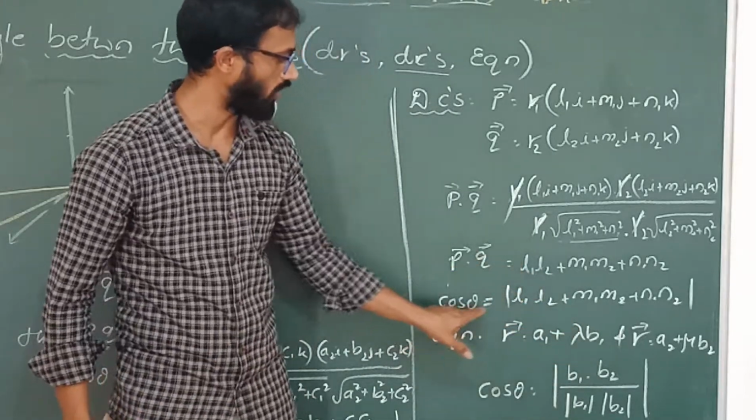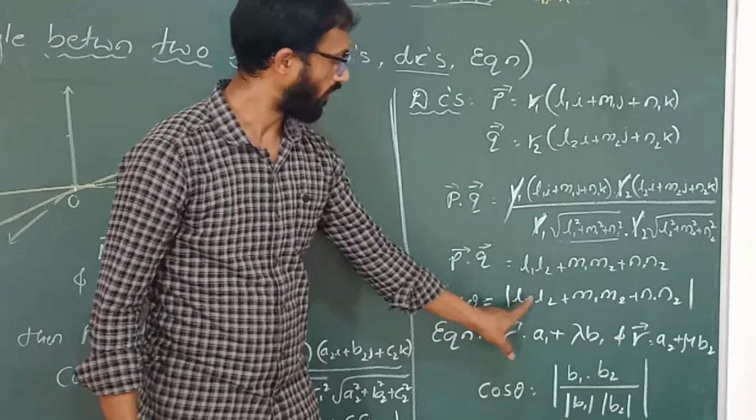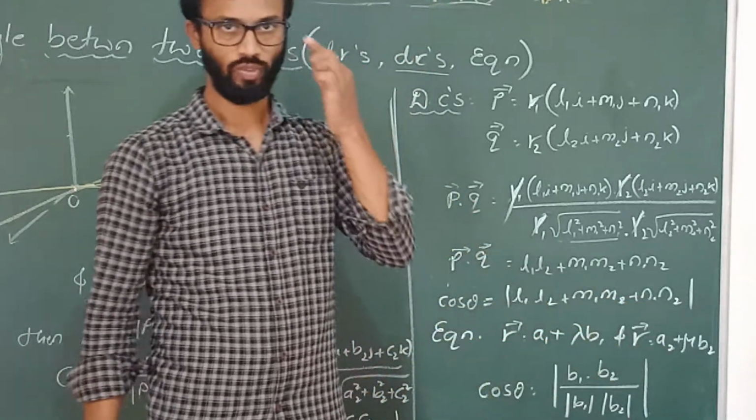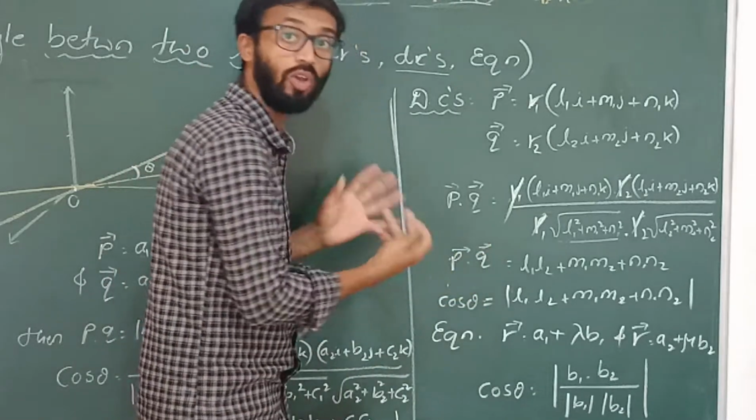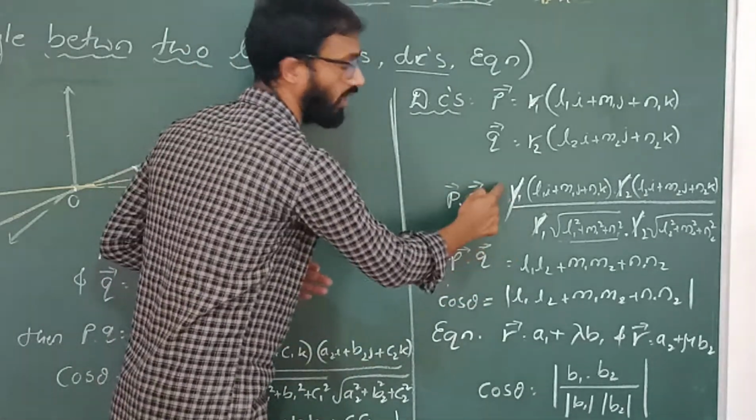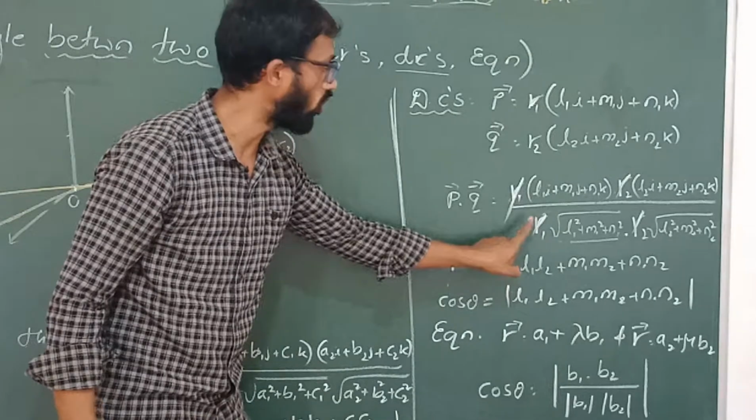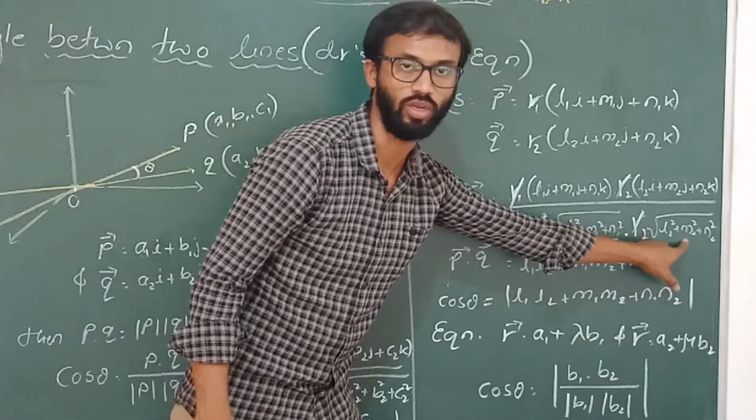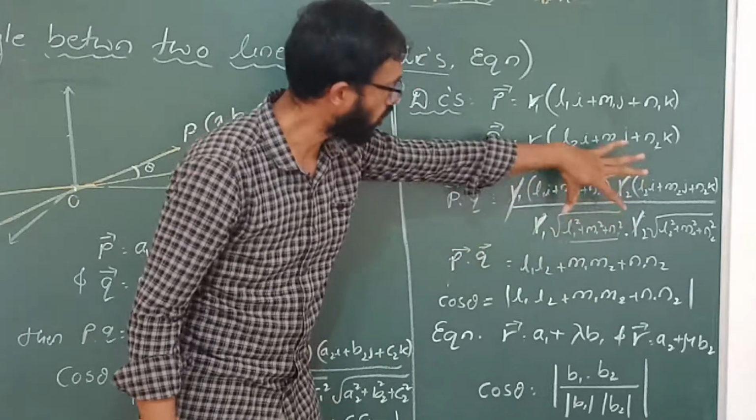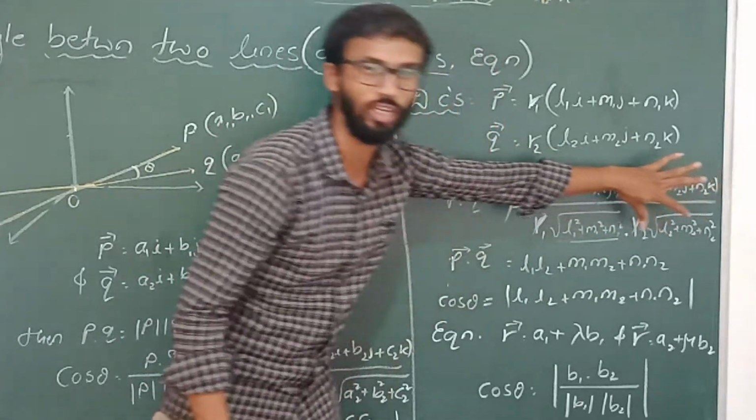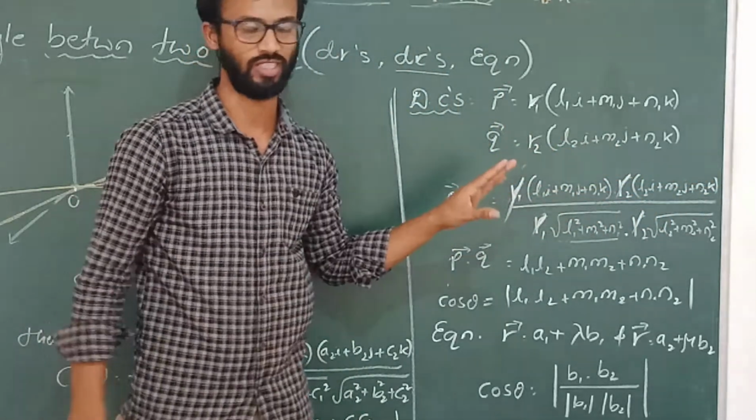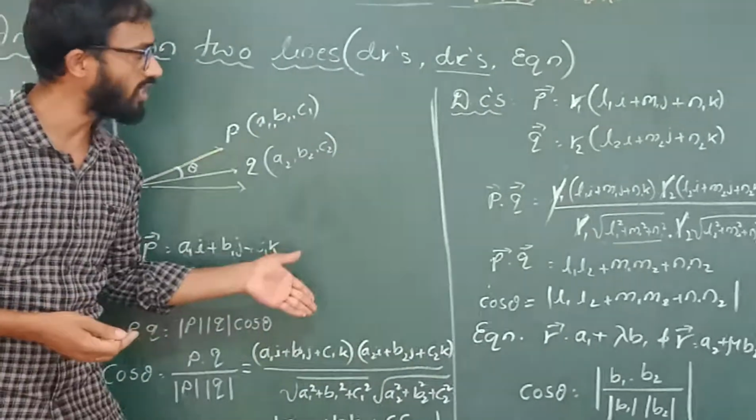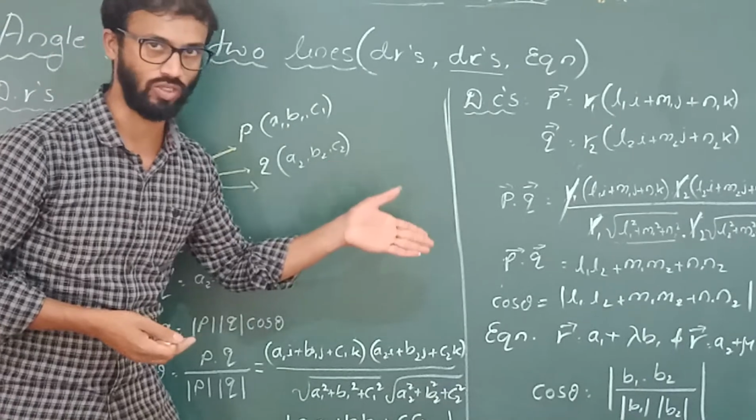So I can write cos theta is equal to magnitude of L1 into L2 plus M1 into M2 plus N1 into N2. Okay, because the magnitudes of both will not be equal to 1 in general. The magnitude of P will be R1 into root of this one, and the magnitude of Q will be R2 into this one. These both got cancelled, so I have taken these both values as 1 and 1, which we already discussed. These are all the things we have discussed: the angle between two lines, two vectors.